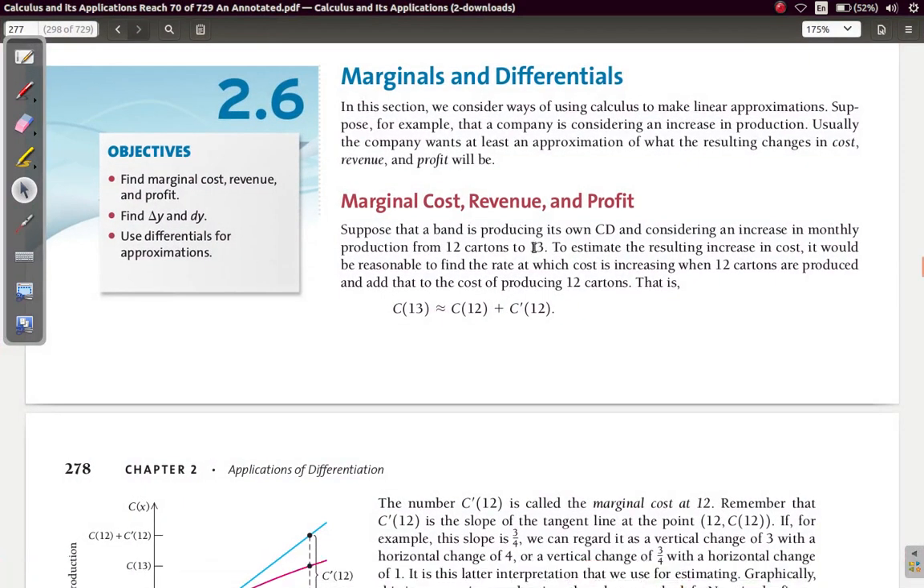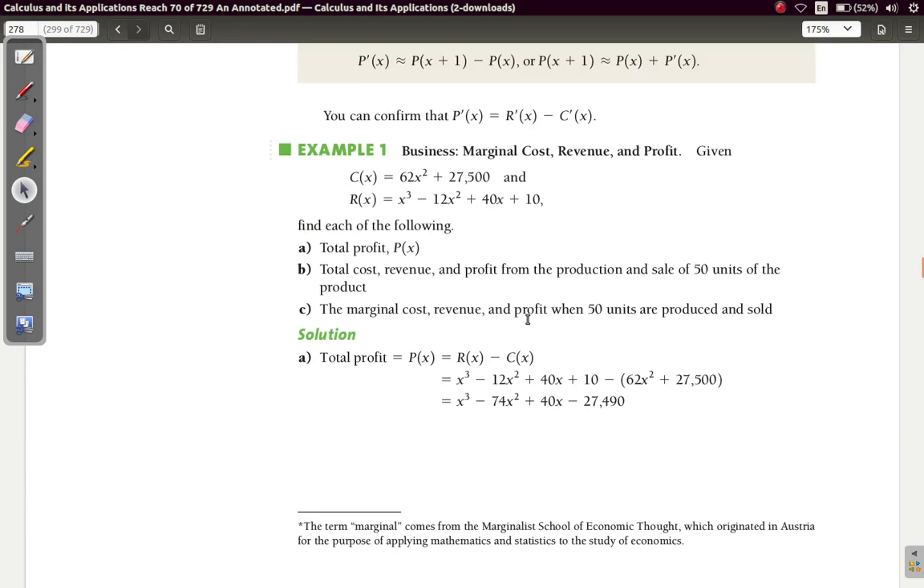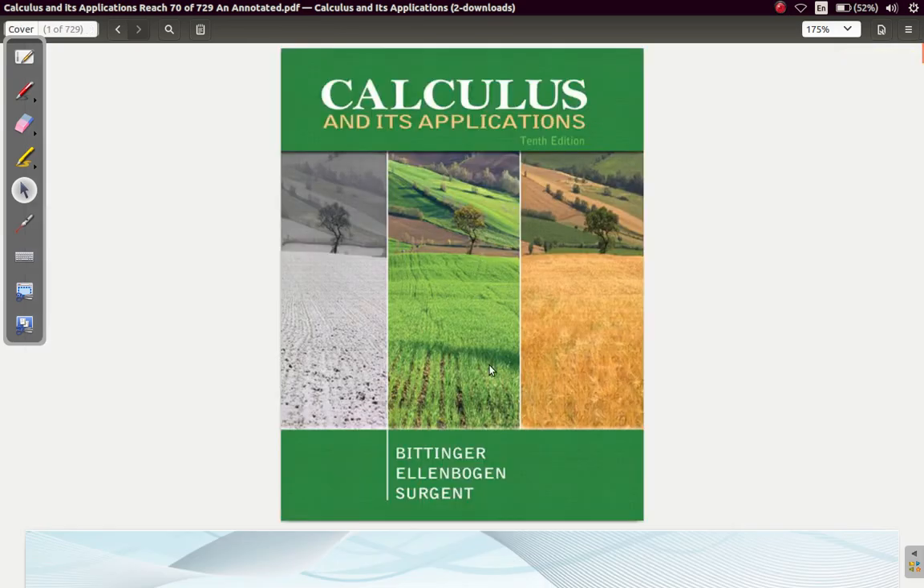I see a very good example in this PDF document. It's an electronic book that I downloaded free. This is page 278. Let's look at the cover page. Right, this is the cover page. Very good calculus book. It's Calculus and Application, 10th edition. Alright, let's go back to 278.